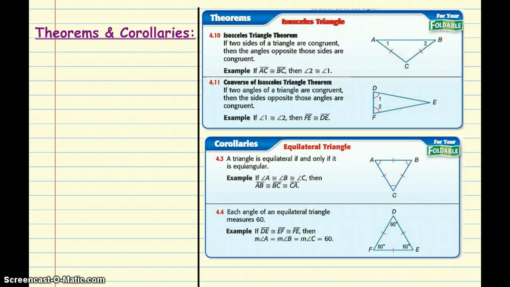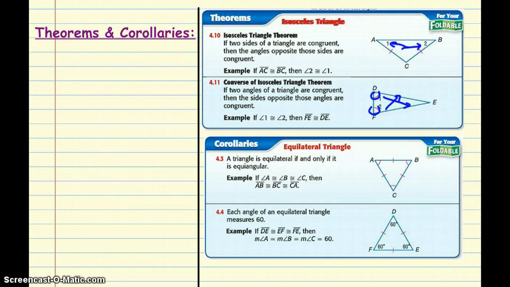So, 2 theorems and 2 postulates for you to put in your notes. The first one is the isosceles triangle theorem, and it basically says that if 2 sides of a triangle are congruent, then the angles opposite those sides are also congruent. So that's the first one. And then the second one is the converse of the isosceles triangle theorem. So if we know that we have these 2 angles that are equal to each other, then the sides opposite of those 2 angles are also congruent.